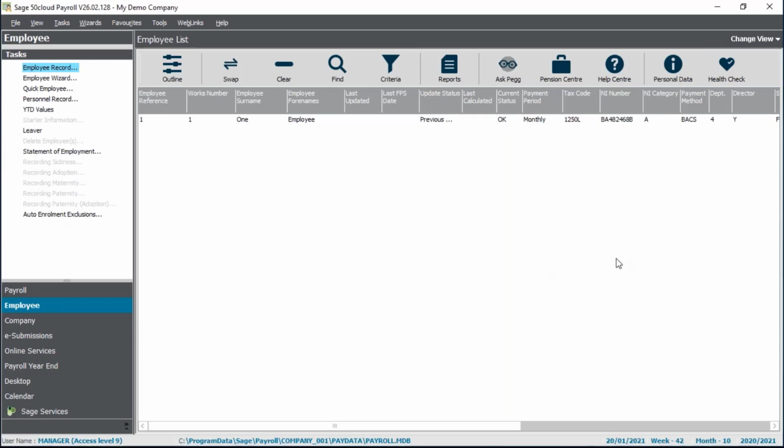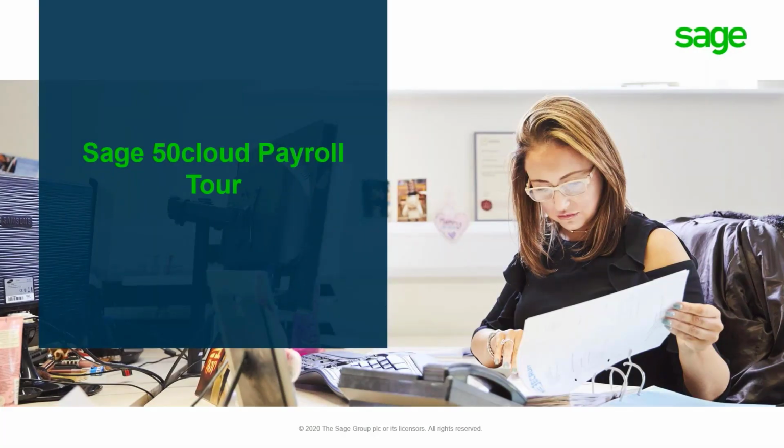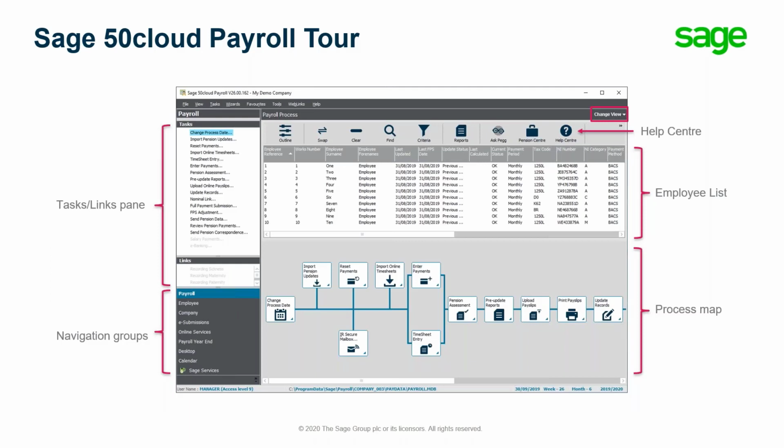So a quick whistle-stop tour there. I'm going to give you a recap of some of those main areas before we move on and explore the company settings in a bit more depth. So we started on the left-hand side of the screen. That's your navigation groups, where you get the related tasks and links listed on the left-hand side. We're going to use the employee and company options mostly in today's webinar.